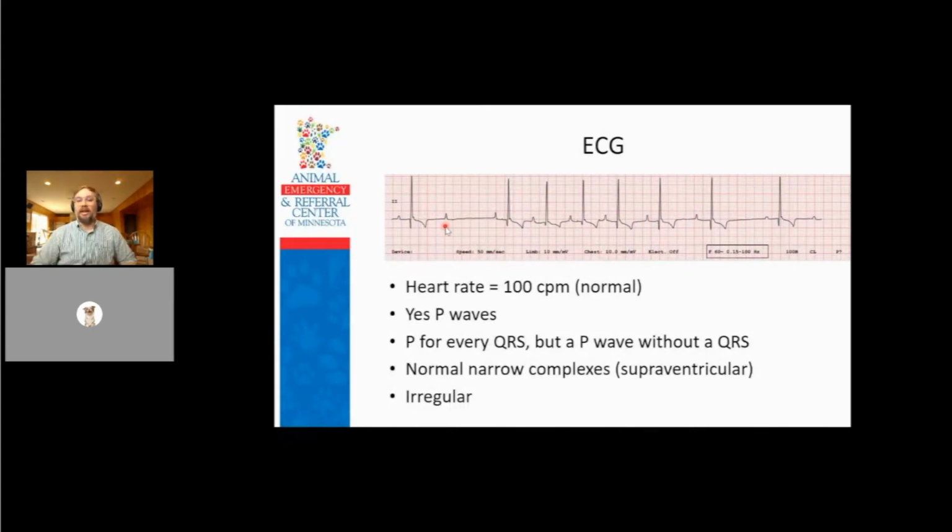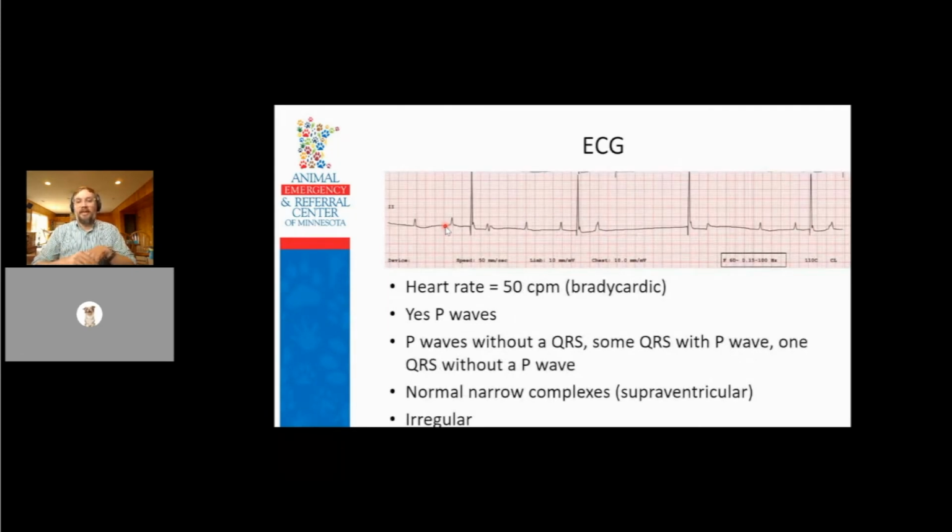That's second degree AV block. Again, second degree means some of them get through and some don't. Is this hemodynamically or electrically significant? Probably not. An occasional drop beat, the dog is probably fine, not having signs. But what happens if they start doing it more?